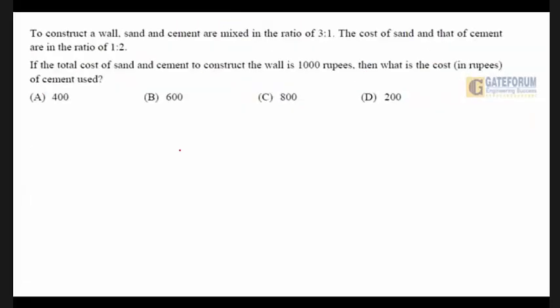To construct a wall, sand and cement are mixed in the ratio of 3:1. The cost of sand and that of cement are in the ratio of 1:2. If the total cost of sand and cement to construct the wall is 1000 rupees, then what is the cost in rupees of cement used? A ratio and proportion problem. Take a minute to solve it and then we will do it together.